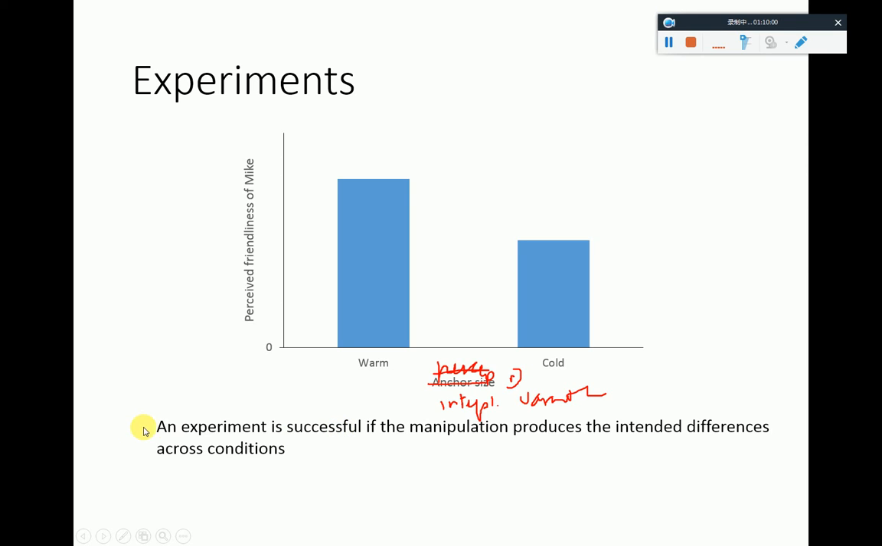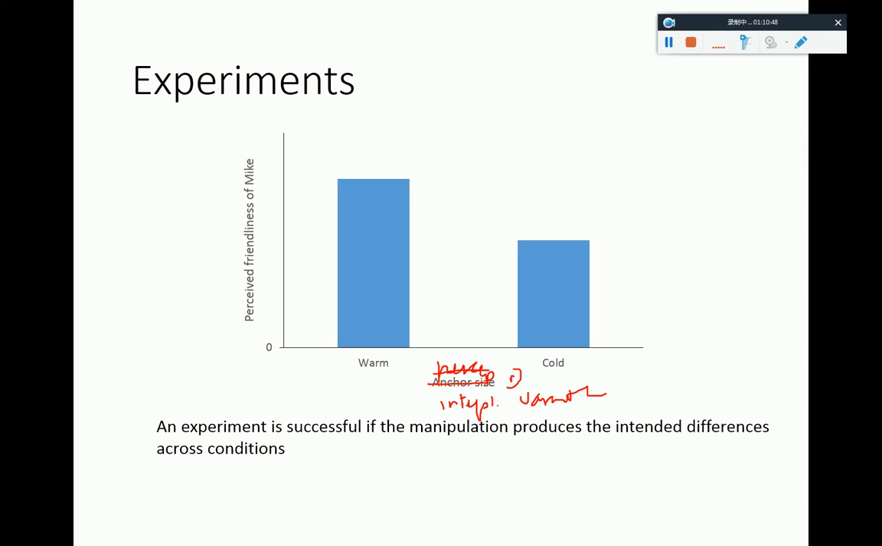In general, we call an experiment successful if the manipulation, here the manipulation of cold versus warm, the manipulation of interpersonal warmth, produces the difference in the intended direction across the two conditions. We have two conditions here, and as expected, people in this condition have higher scores on perceived friendliness of Mike than participants in this condition. That is the difference in the intended direction. Then we can conclude, aha, this experiment is successful. The manipulation of interpersonal warmth works.